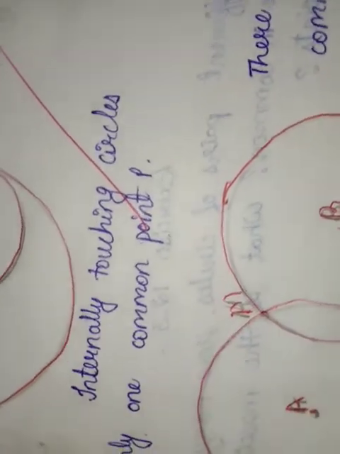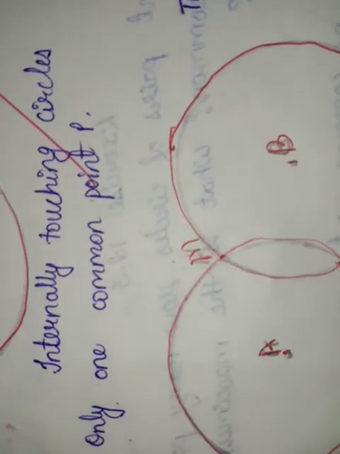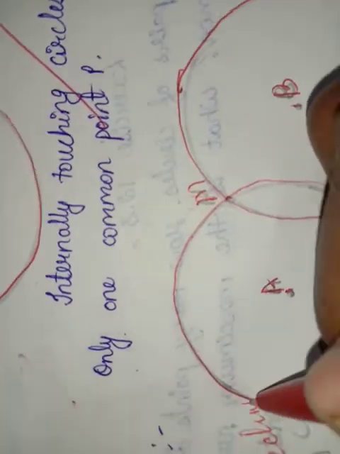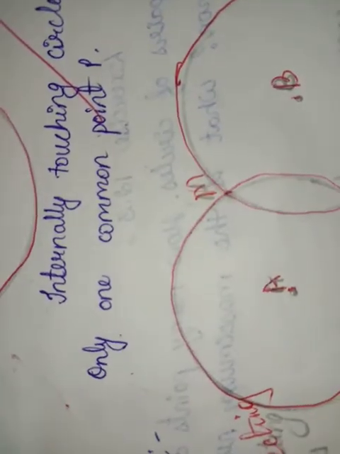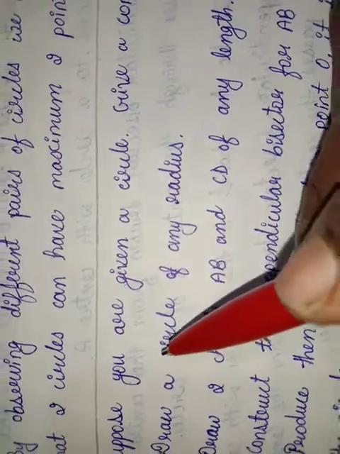Case 4, there are two common points here, M and N, when the circles are intersecting each other. In the case of intersecting circles, you can see two common points. Children, by observing different pairs of circles, we can conclude that two circles can have a maximum of 2 points in common.